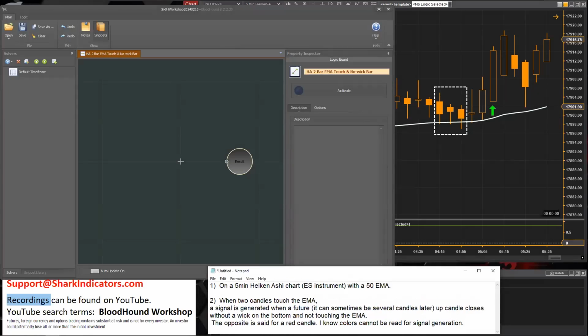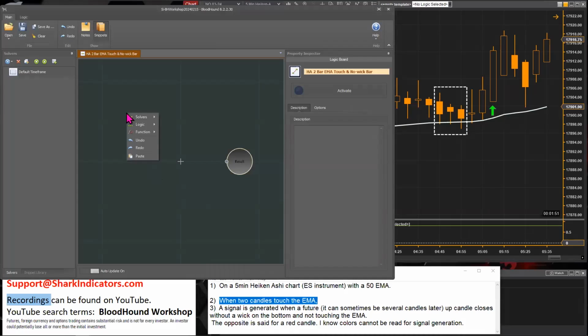like so. You could say this is 2B, really. So 2A or 2. Actually, let's just call it number 3. There. First condition: we need 2 candles touching that EMA.